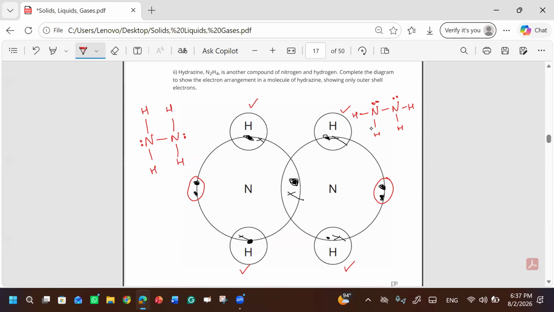Nitrogen is making bond with two hydrogens. Because, so you see, 1, 2, 3, 4, 5, 6, and 7, 8. There are two lone pairs. Okay, this is one lone pair, and this is second lone pair.